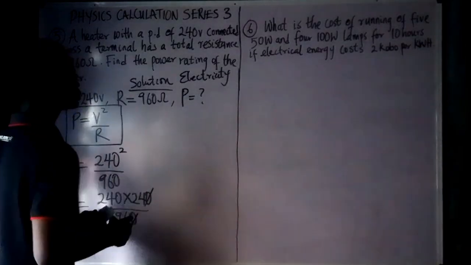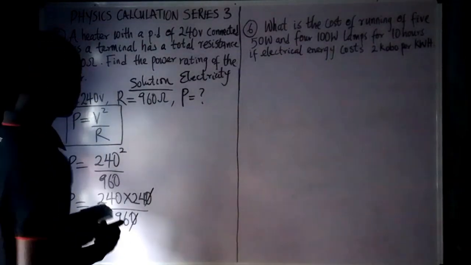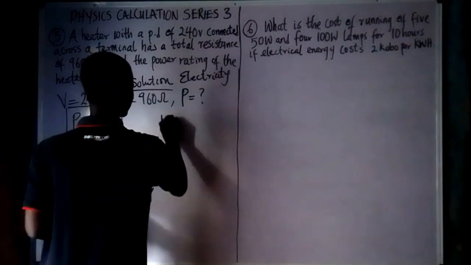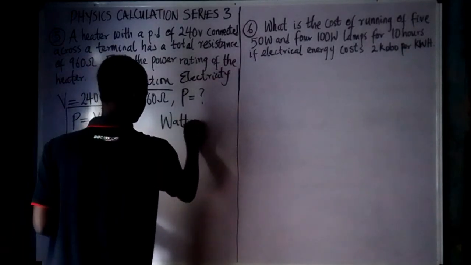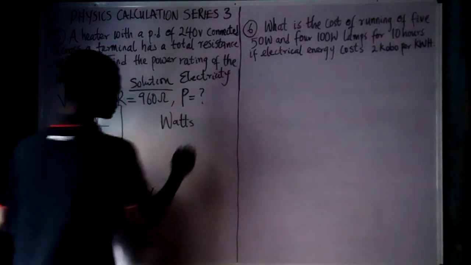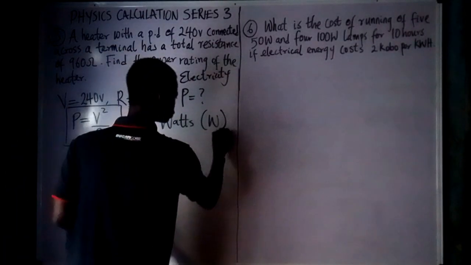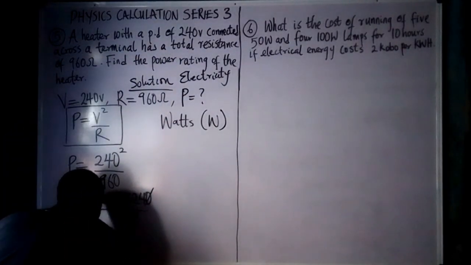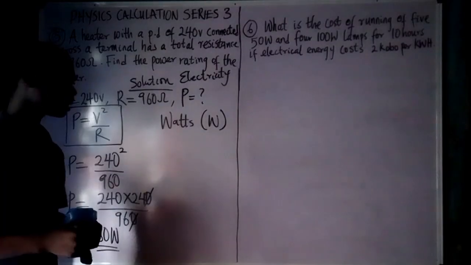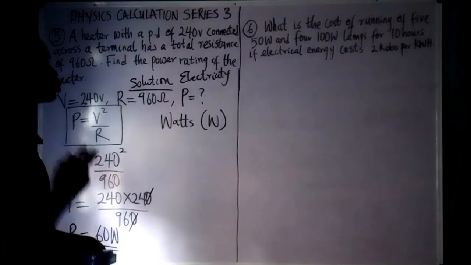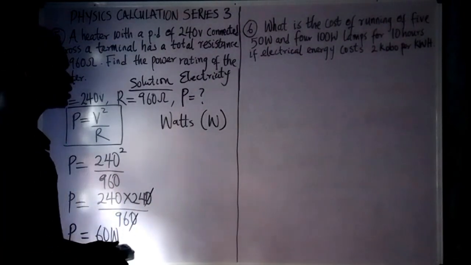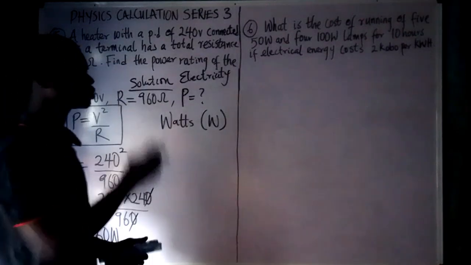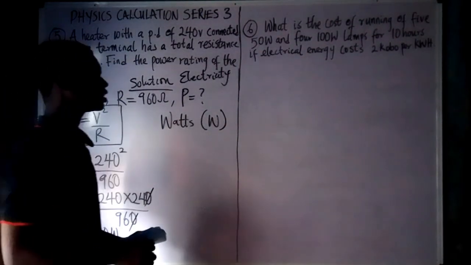And because we are asked to find power, the unit we attach for electric power is watts, and that is symbolized by W. So this is what we are going to be adding. So we'll say 60 W, 60 watts, and that is the answer to this very question. So about now, guys, we'll be getting straight to the next question, question number 6. So let's see how it's going to be solved.